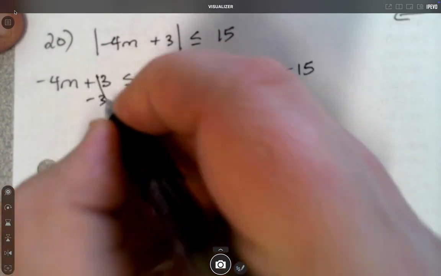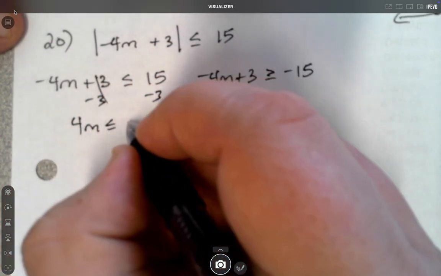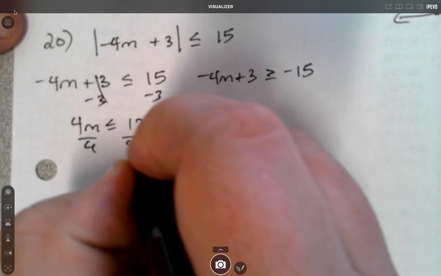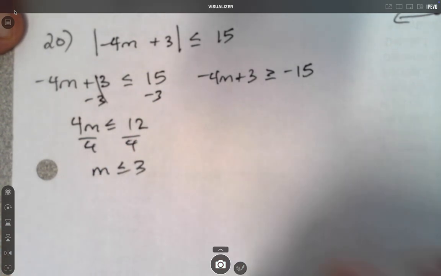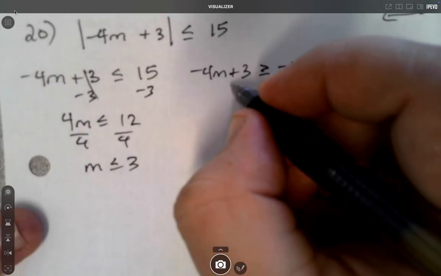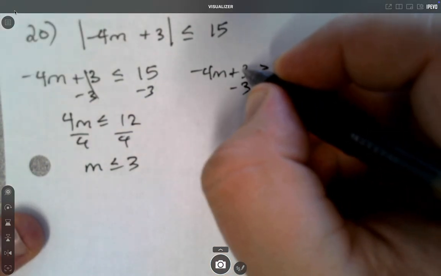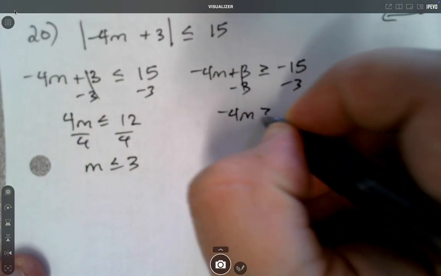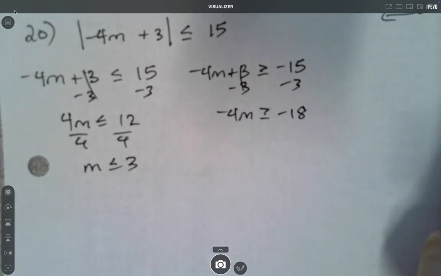Subtract 3, subtract 3. We have 4m is less than or equal to 12. Divide by 4, divide by 4. m is less than or equal to 3. Over here we subtract 3, subtract 3. So we get negative 4m greater than or equal to negative 18.